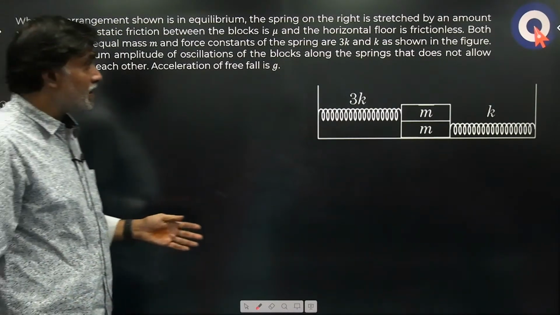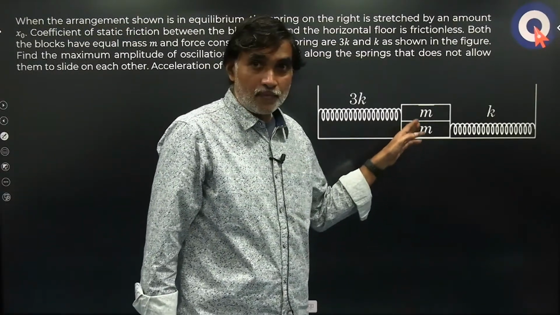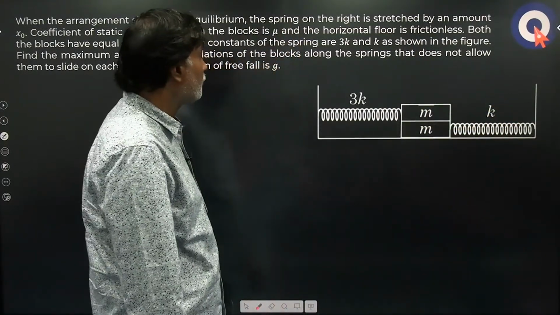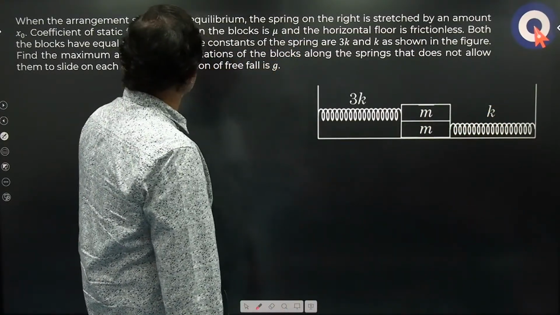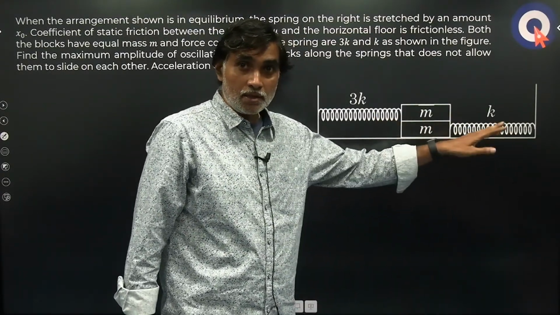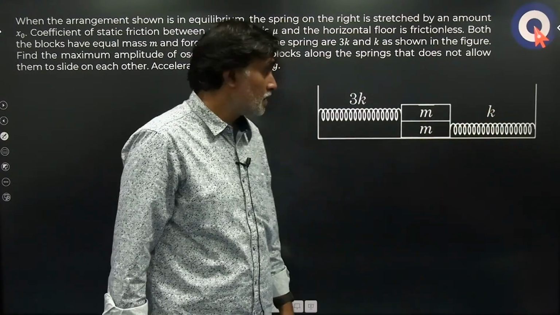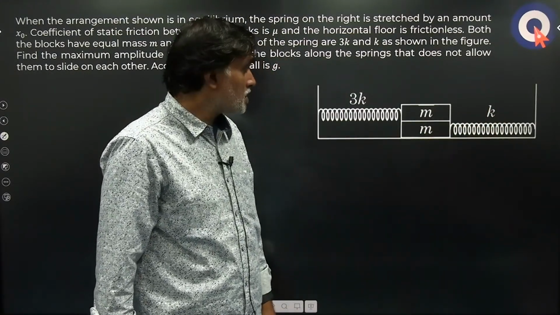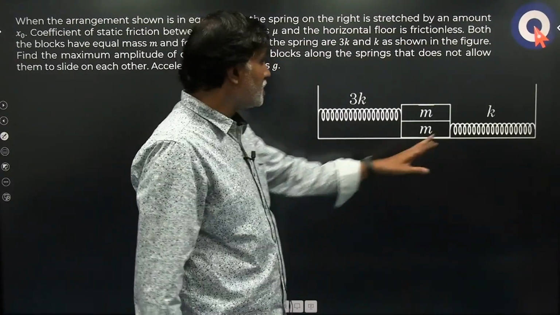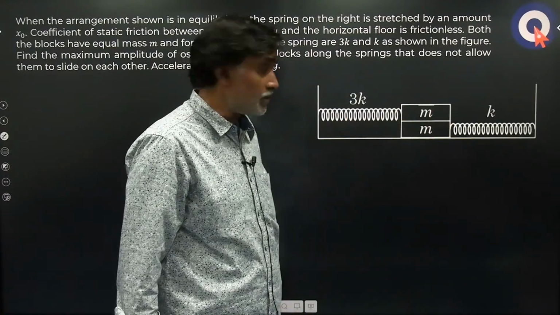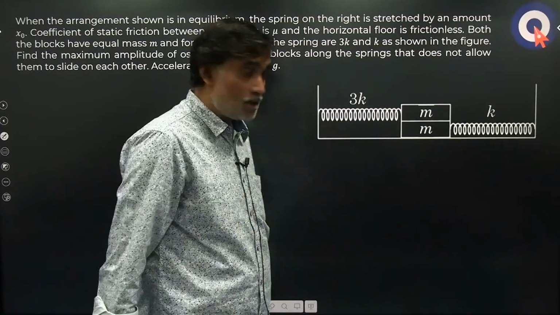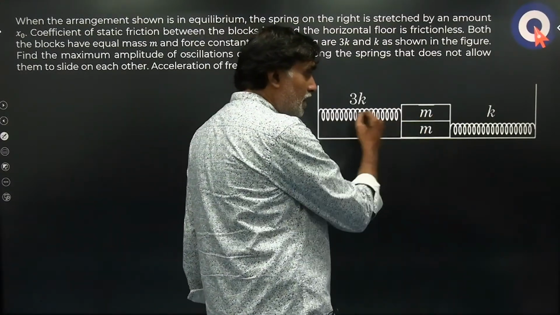Okay, so if it is in equilibrium initially, if it is at natural length, then if I displace it by x naught, then this will be compressed by x naught and this will be elongated by x naught. Then x naught will become the amplitude of oscillation. Spring on the right is stretched by x naught, means this is compressed by x naught, whatever it is. Okay. Then what is the maximum acceleration if they are oscillating with an amplitude of x naught?